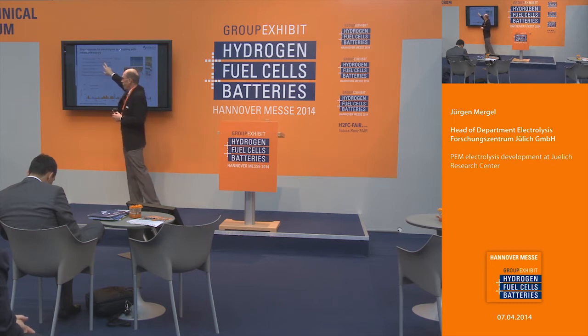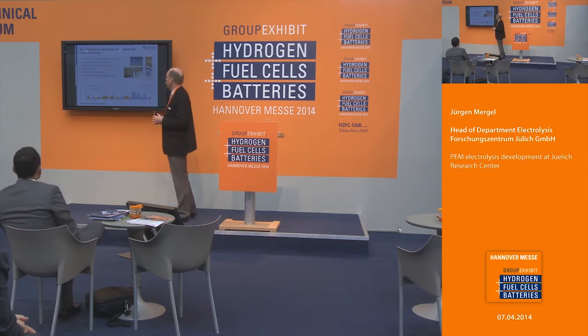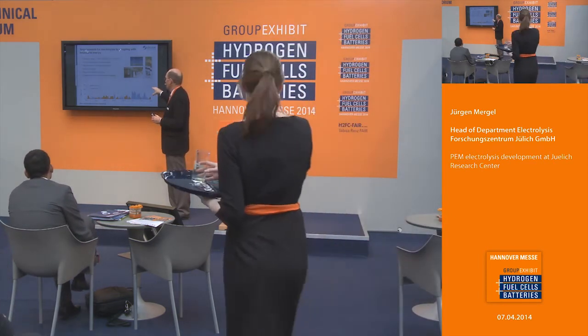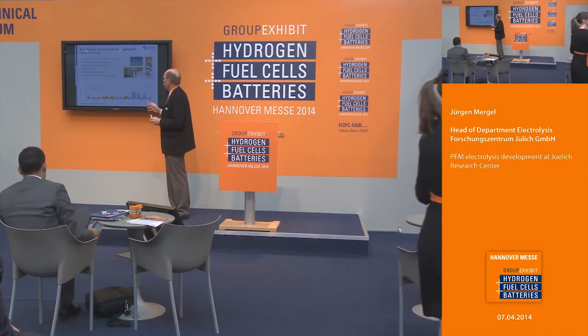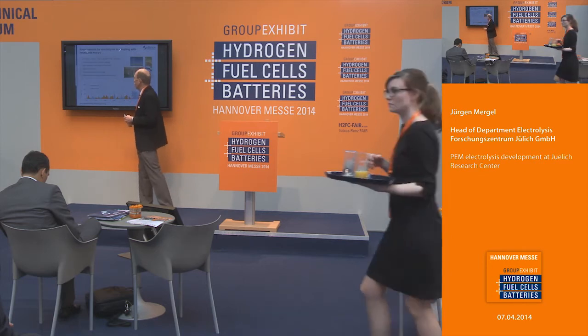If you store the hydrogen in caverns, the electrolyzer should run at higher pressures to pressurize the hydrogen up to 80, 100 or 200 bars to store the hydrogen in salt caverns. And also one requirement, I mentioned it, is the high dynamic and also the standby operation.